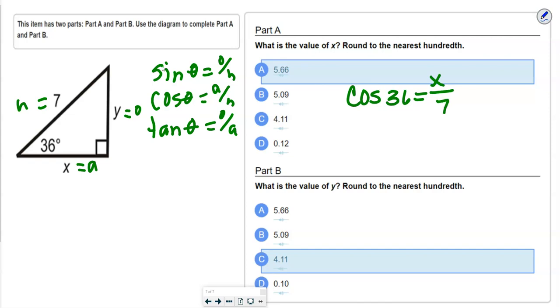How do we get rid of that 7? We multiply both sides by it. 7 cosine of 36, you can put that right in your calculator, and when you do, you get 5.66. So x is equal to 5.66, okay?